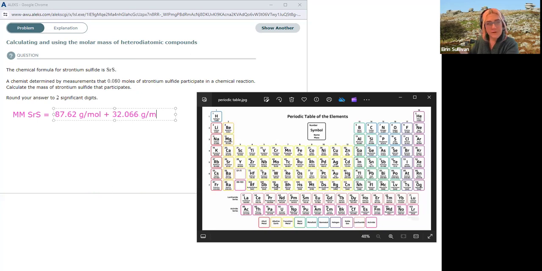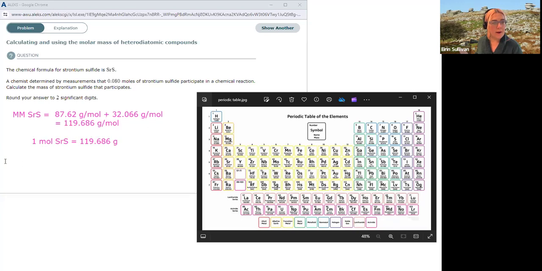Grams per mole. So add them together to get our total. So 87.62 plus 32.066 gives me 119.686 grams per mole. I think it's always smart to rewrite that as an equivalency. Okay, 1 mole of strontium sulfide weighs exactly 119.686 grams.